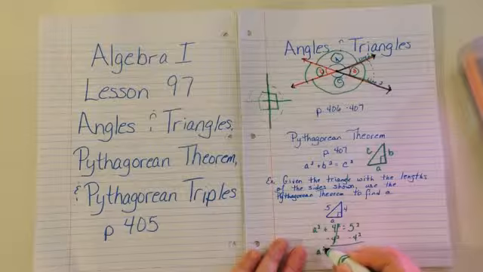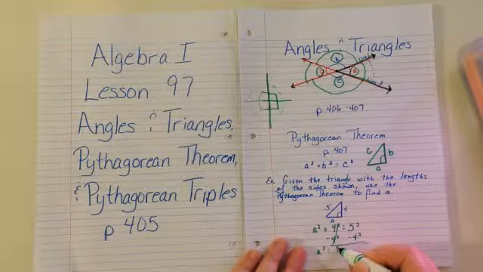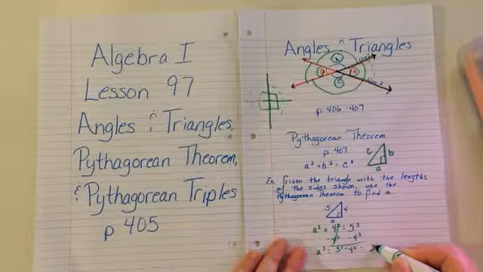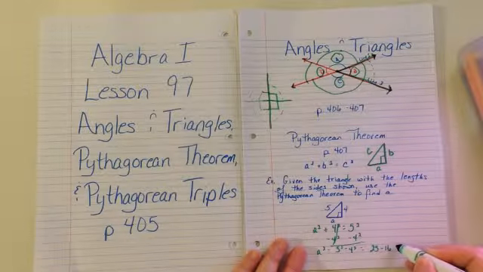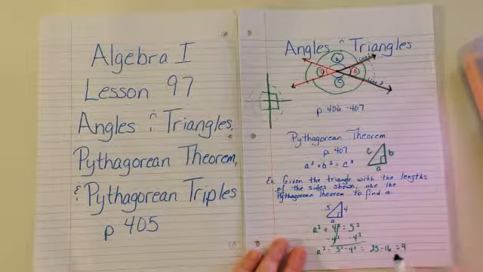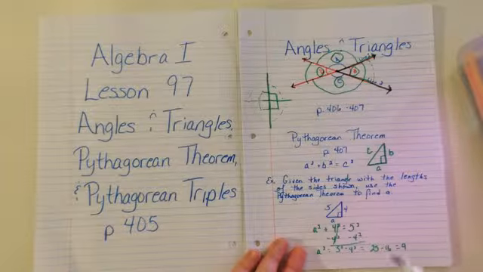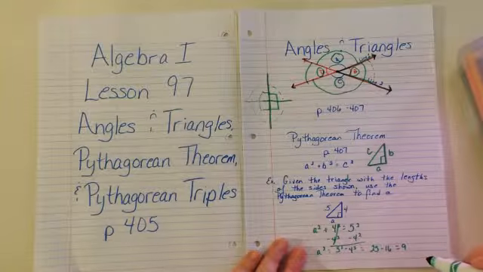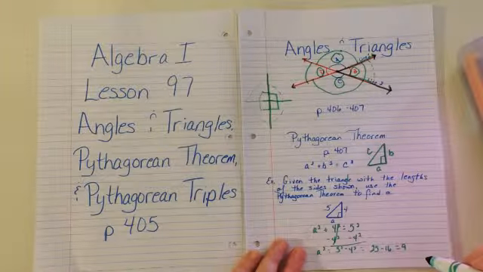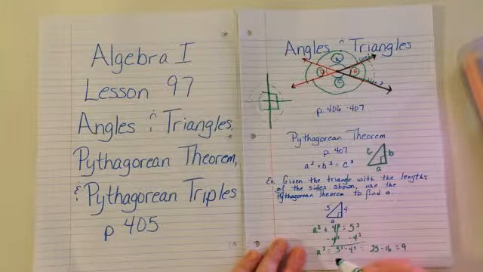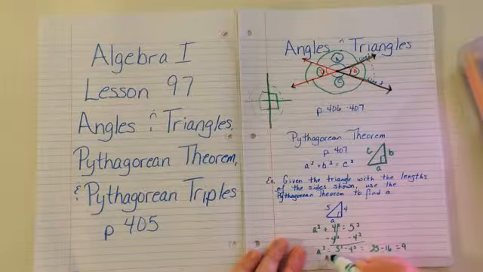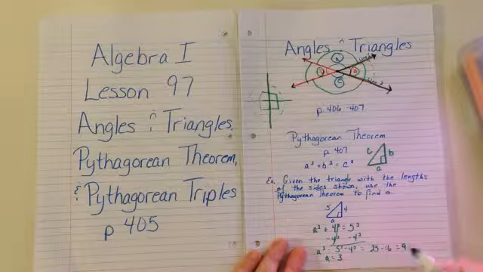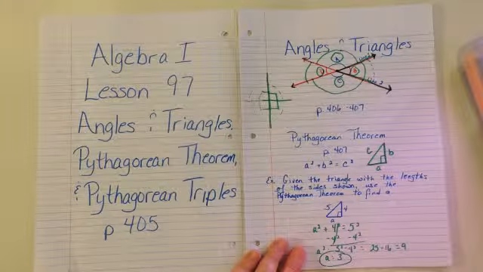And we have a squared equals 5 squared minus 4 squared, which equals 25 minus 16, which equals 9. So a squared equals 9. This is the side of a triangle, so it's not going to be measured in a negative. So we are not going to use a plus or minus when we take the square root of both sides. So we have a equals the square root of 9, which is 3. So a equals 3.